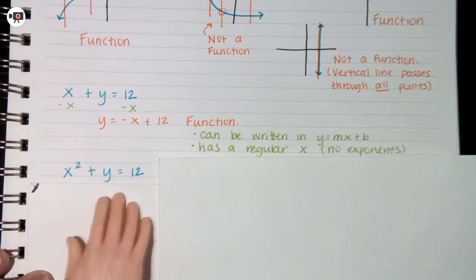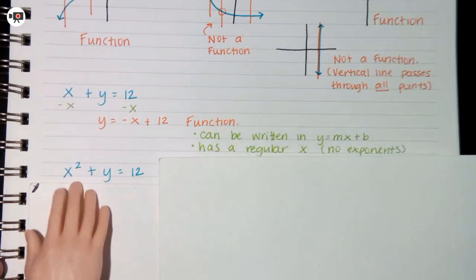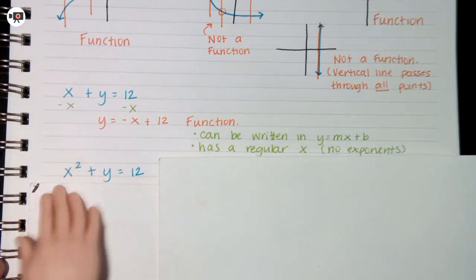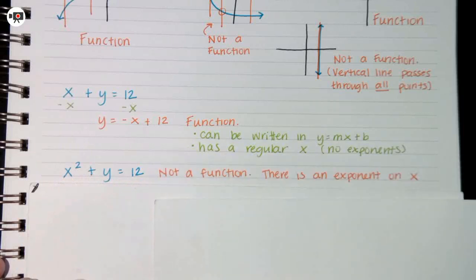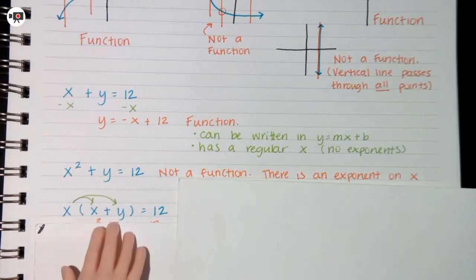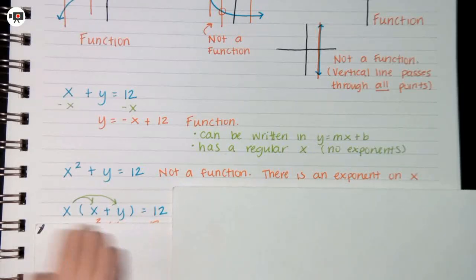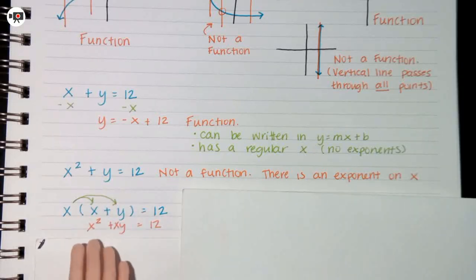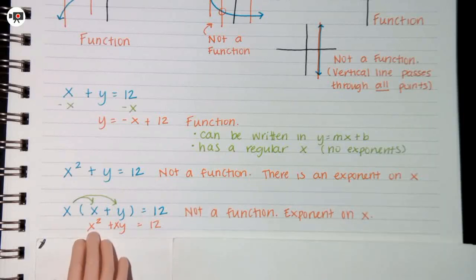Here I have x squared plus y equals 12, and because there's an exponent on x, this is not a function. And on this last one, I have x times x plus y equals 12. This is not a function because if I were to solve for y, I would get x squared plus xy equals 12, and that exponent shows it is not a function.